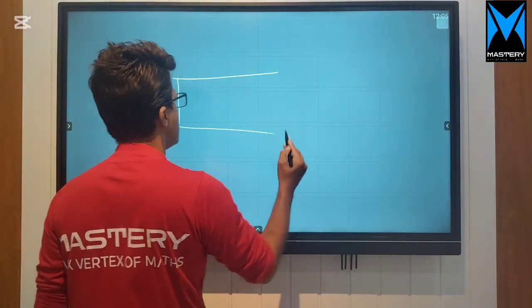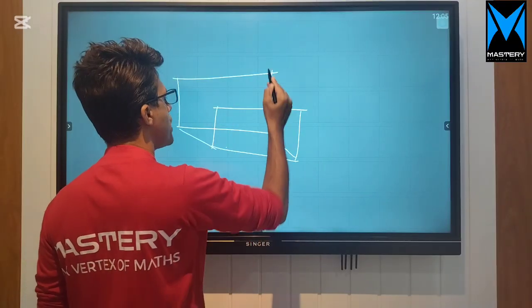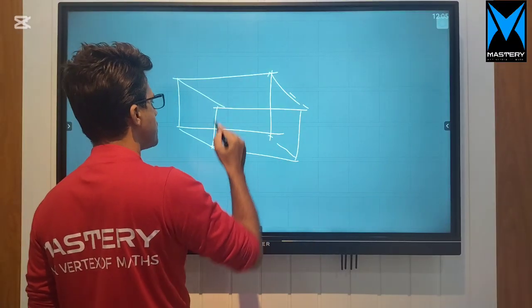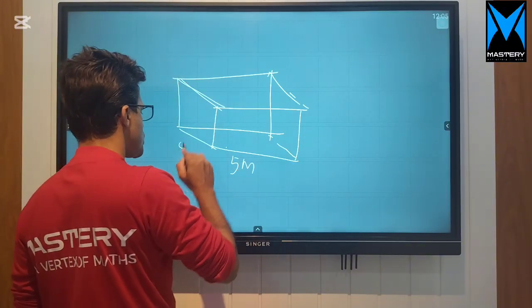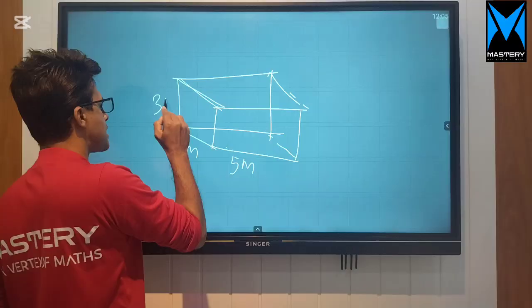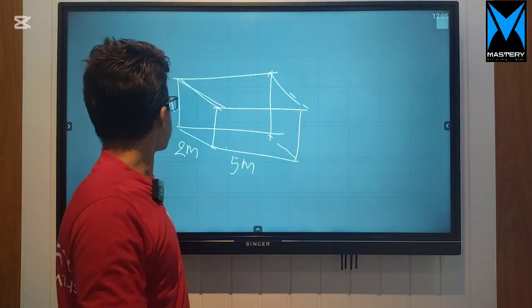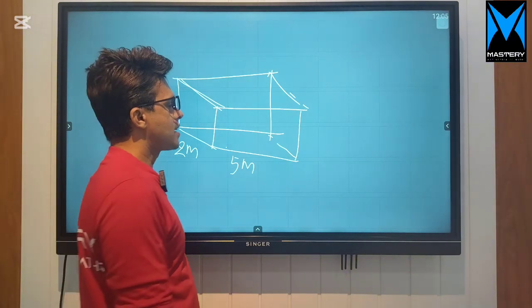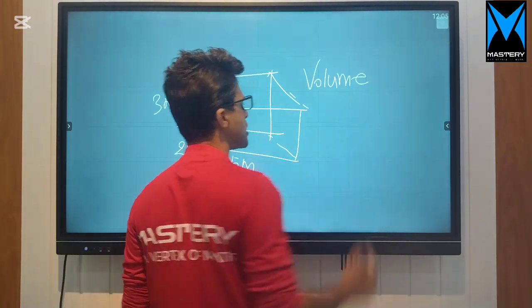How do you get the volume of this container, the volume of this cuboid, using these given values? Length 5 meters, breadth 2 meters and height 3 meters. Yes, let's get the volume of this one. Volume equals length into breadth into height.